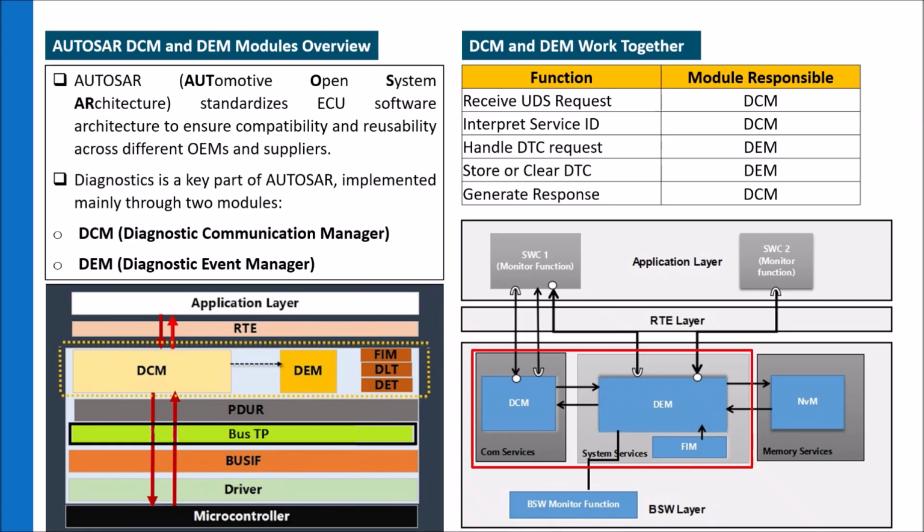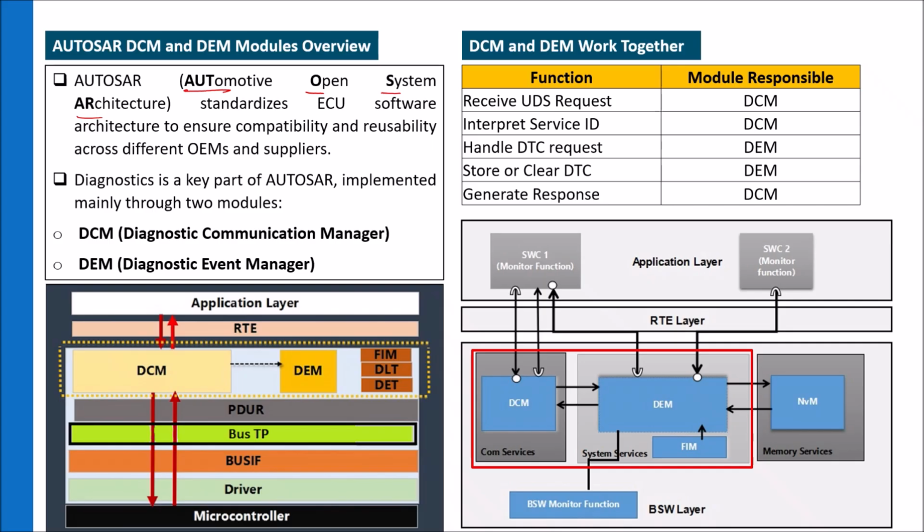So what is AUTOSAR? AUTOSAR stands for Automotive Open System Architecture. It is a standard that helps car makers and suppliers develop ECU software in a modular way, and it ensures that the software can be reused across different vehicles and reduces the development effort.